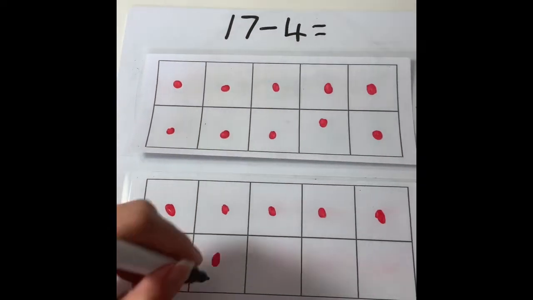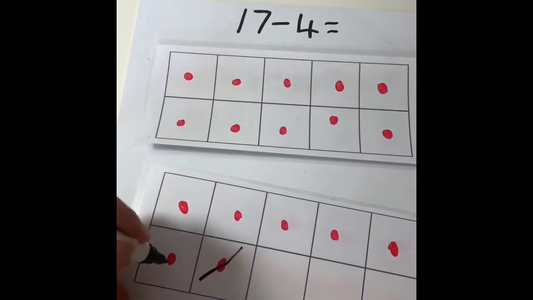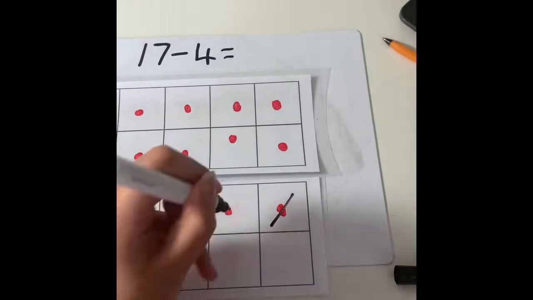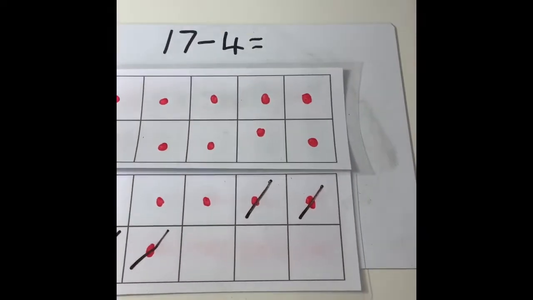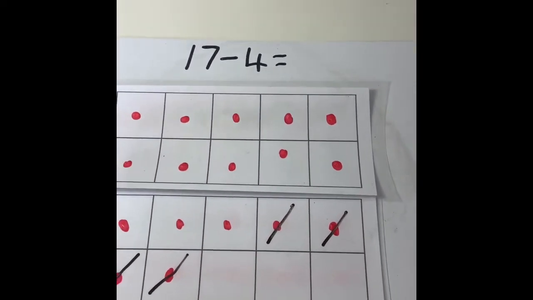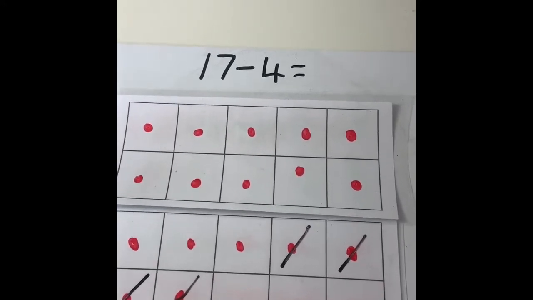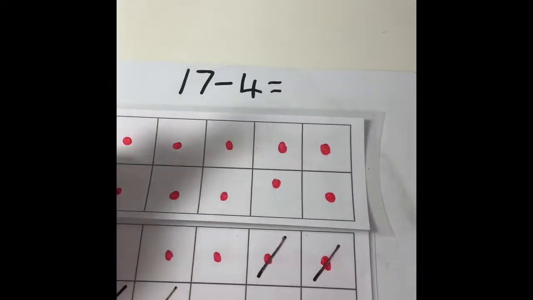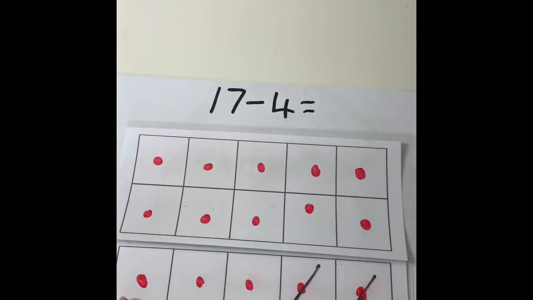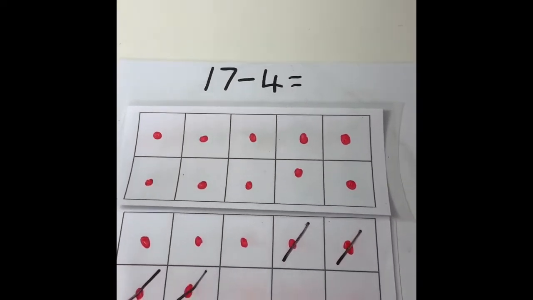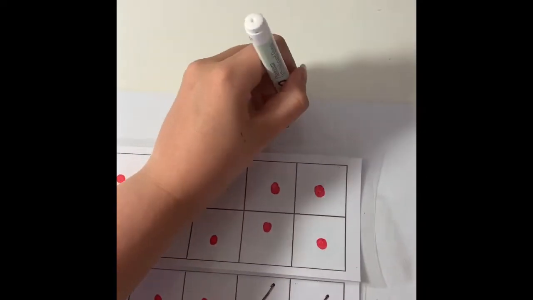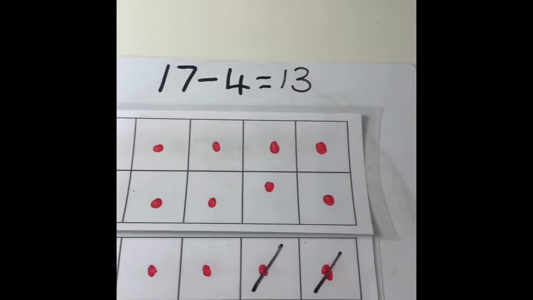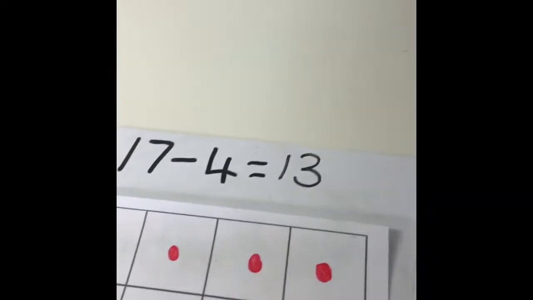Now, we know a lot about accurate counting. To accurately count something, we cross it out. So how many does it want me to cross out? 4. Right. 1, 2, 3, 4. Okay. Let's count how many we've got left. 10, because it's a full 10 frame, so I don't even need to count. 10, and then count on. 11, 12, 13. So the answer is 13.